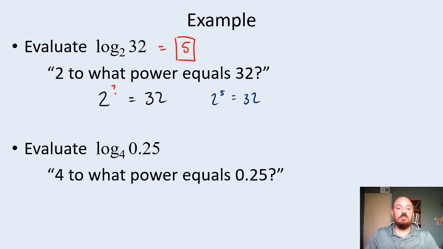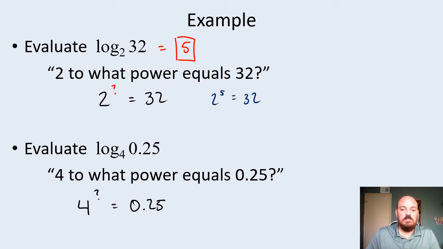And that one is asking you the question, 4, the base, to what power equals 0.25. Now you might be looking at this question thinking to yourself, that's not what I can do in my head. I don't know what 4 to what power equals 0.25. You actually do though, you just have to think of it in a slightly different way. So let's start with this. 4 to what power equals 0.25? And your first instinct is like, I don't know.